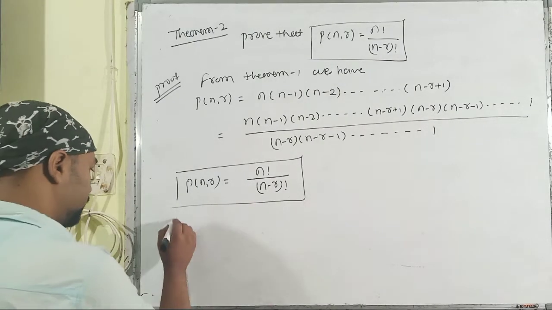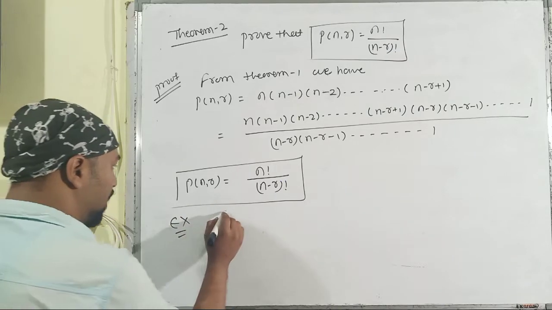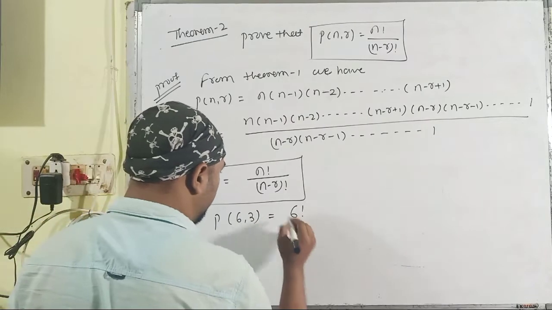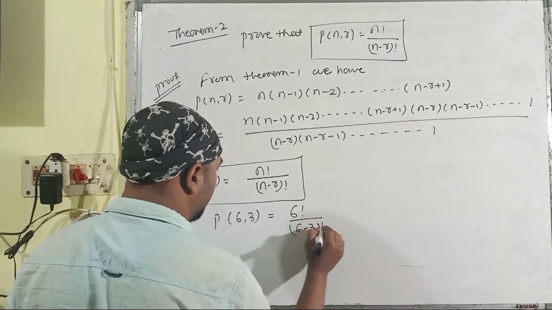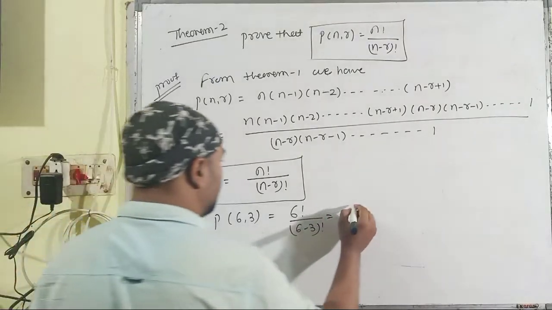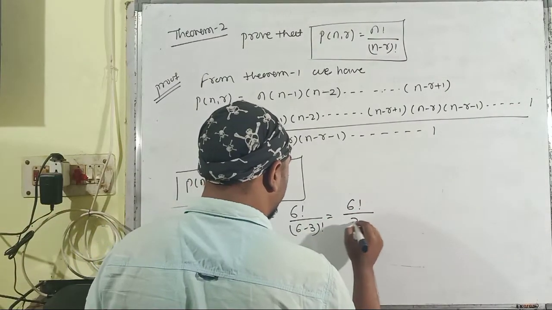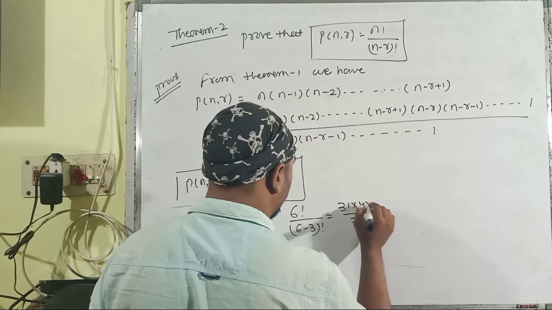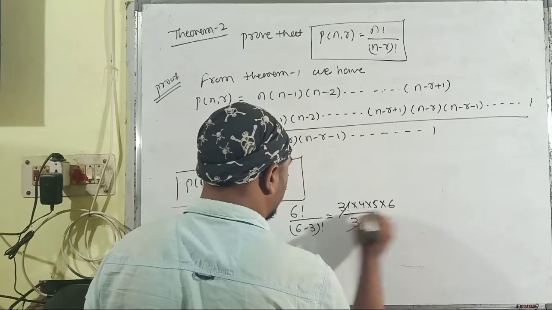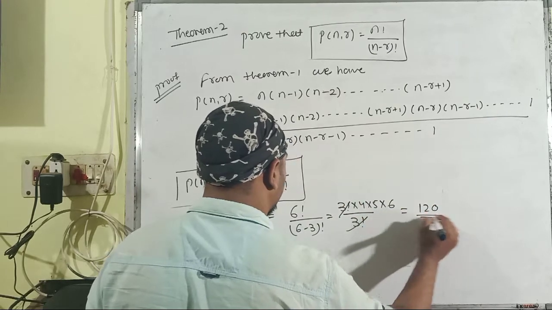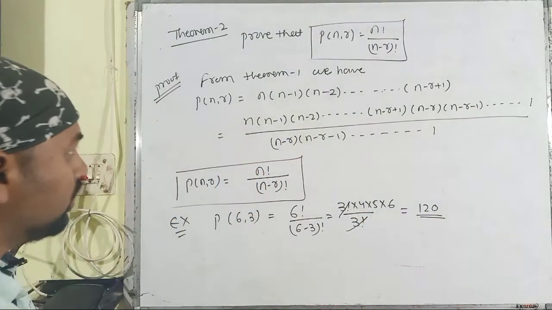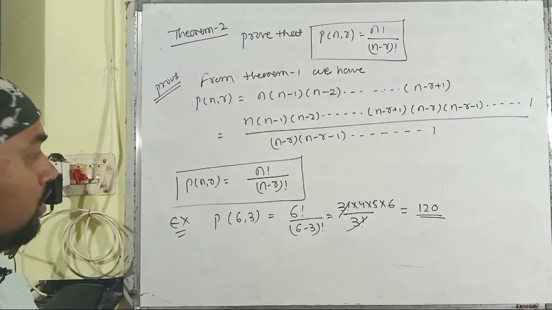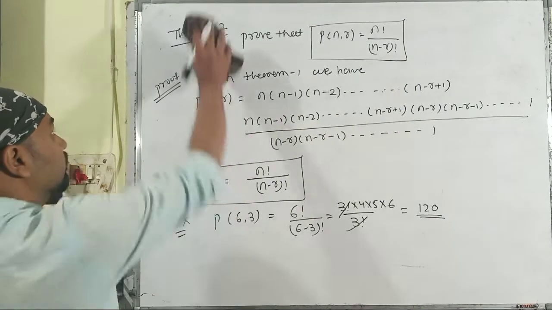You can also solve some examples. Suppose we have to find out P(6, 3). Then it is 6 factorial divided by factorial of 6 minus 3, that is 6 factorial divided by 3 factorial. You can also convert this 6 factorial in terms of 3 factorial, 4, 5 and 6. Just cancelling, you can have your answer, and this is 120. So this is a short question based upon theorem number 2. Then let us move towards theorem number 3.